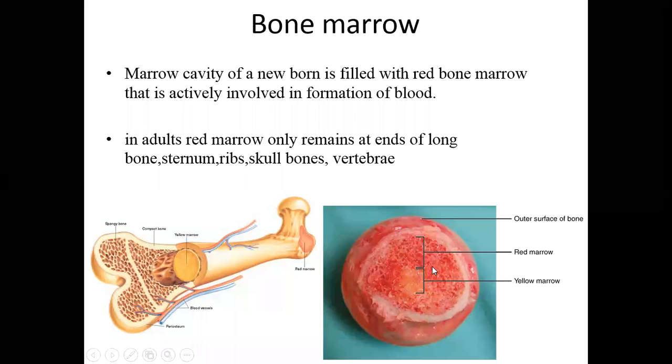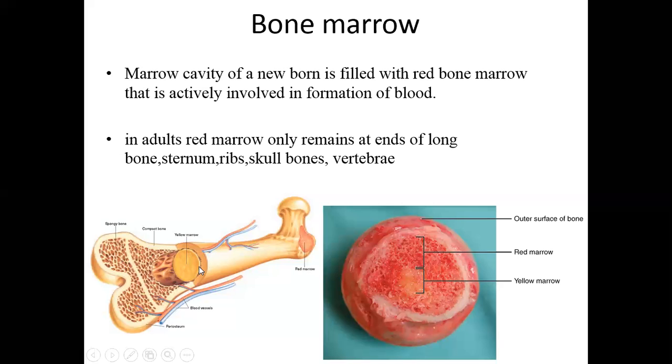But as you become older and older, the red bone marrow slowly changes into yellow bone marrow because of the fat deposition that is happening inside the bone marrow. The red bone marrow becomes yellow bone marrow. So we can see here the red and the yellow bone marrow. So this is the shaft of the long bone, and this is the marrow cavity. Inside this you can see bone marrow. Here probably this is an adult long bone. So here red bone marrow is entirely replaced by yellow bone marrow.